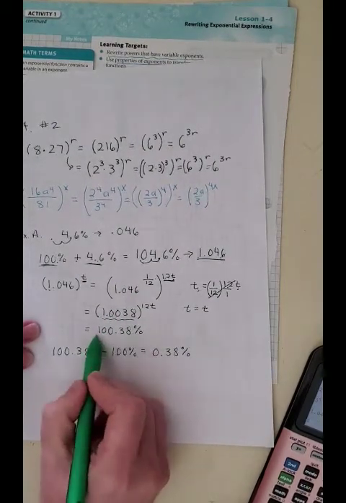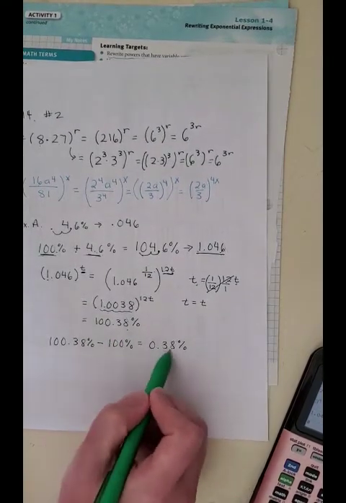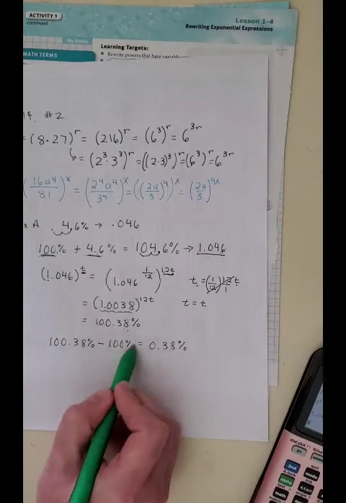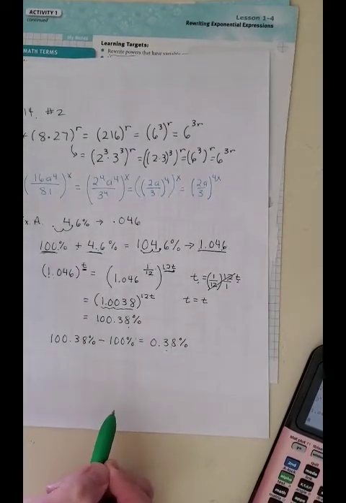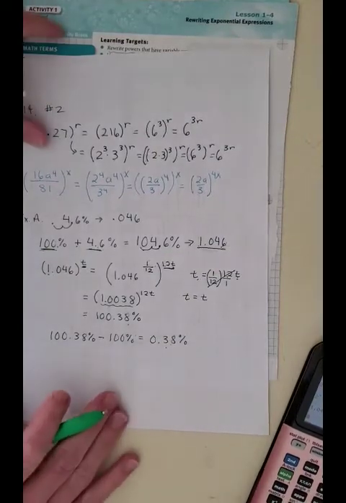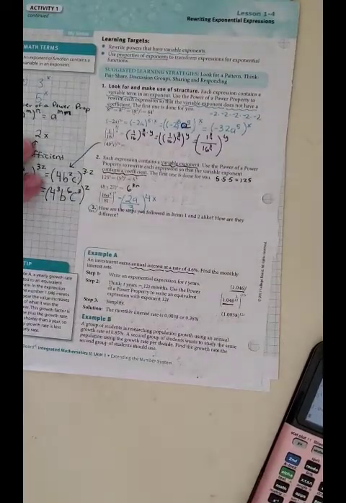Changing that back to a percentage, and then to find your actual interest rate per month, you would subtract off the 100% that you had, and you'd have a 0.38% per month interest rate. All right, moving on to example B.